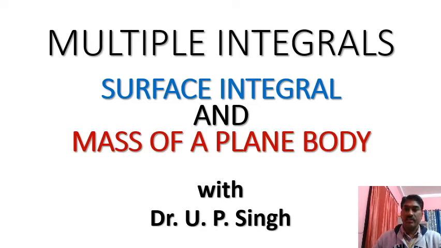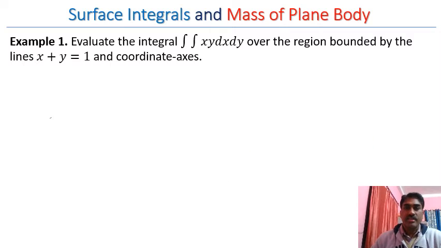In previous lectures, we have already learned what are the double integrals and what are the triple integrals. We also noted that surface and volume integrals are represented by double and triple integrals. In this lecture, we will learn the surface integral and find the mass of a plane lamina, meaning plane body. So let us start with an example.